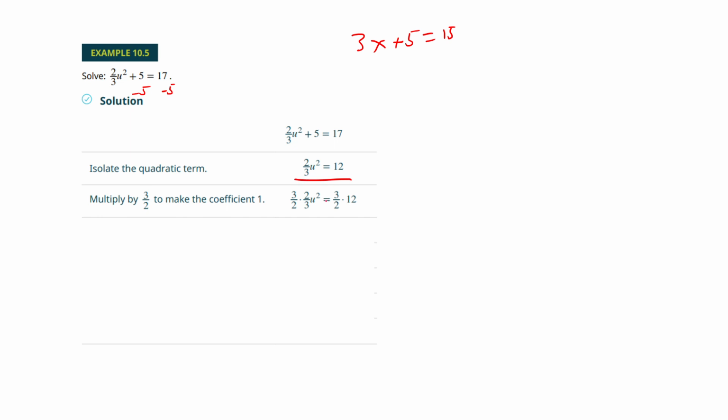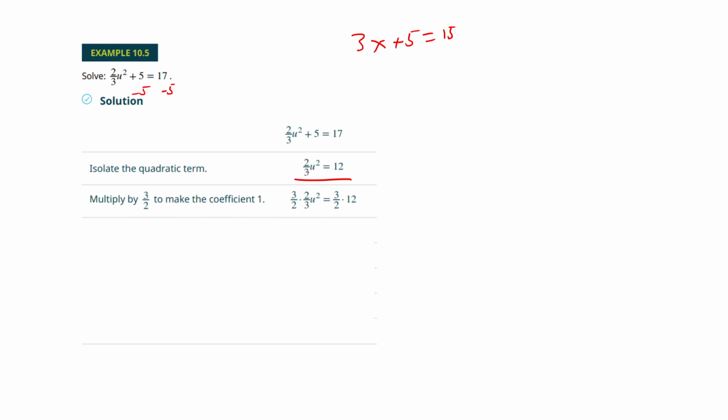Okay, same thing, but now we have two steps. If this was 3x plus 5 equals 15, we would subtract away the 5 and then divide by the 3. Well, it's the same idea here. We're going to get rid of the 5 first so we can isolate the u squared. So that's what they've done here.